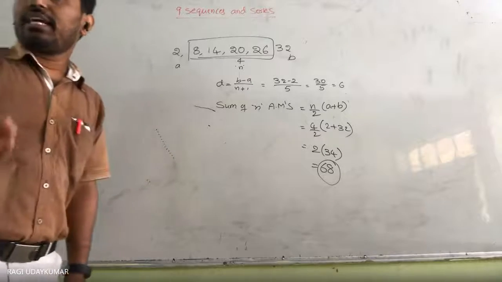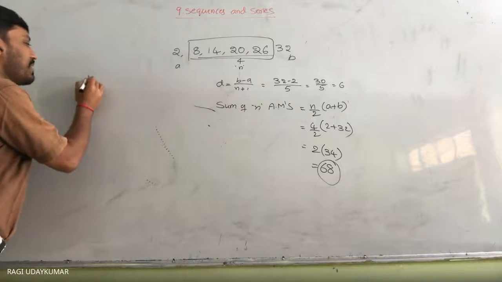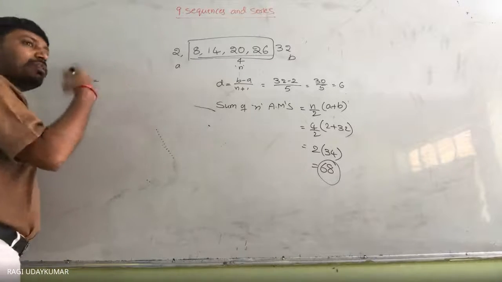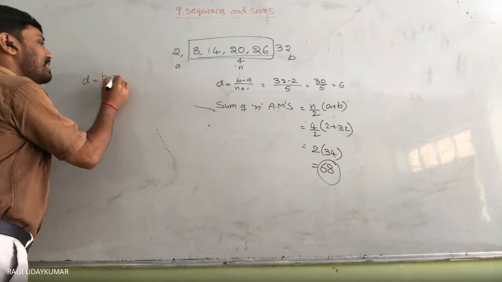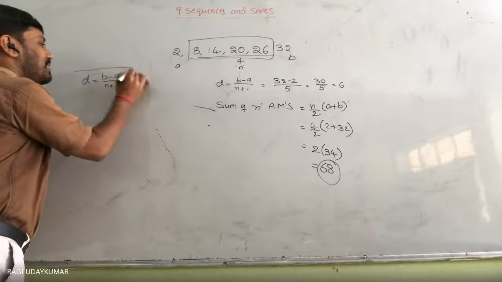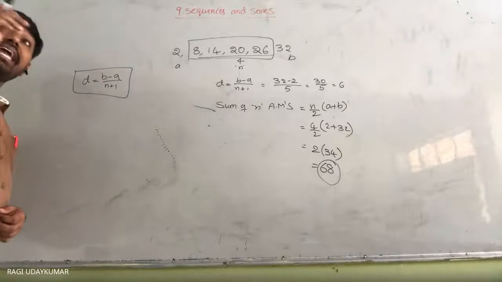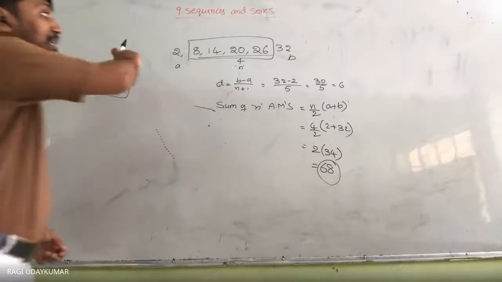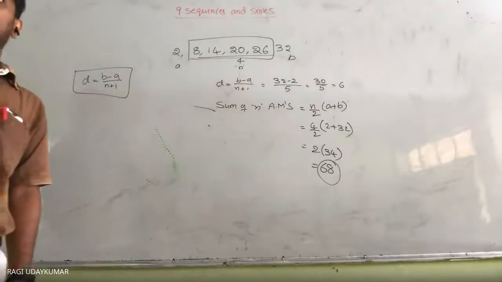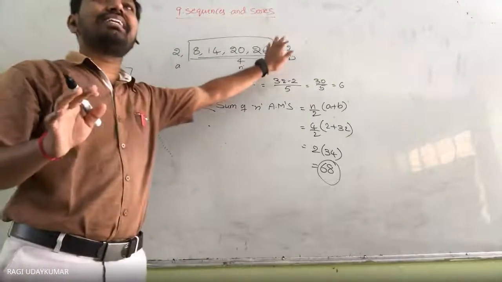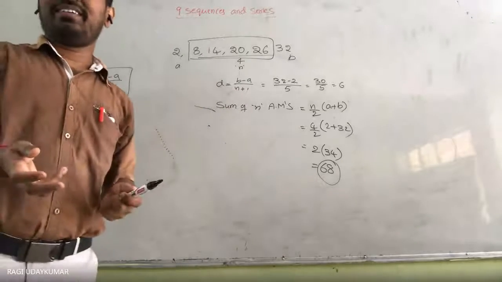If n arithmetic means are inserted between two numbers a and b, the common difference is (b minus a) by (n plus 1). This is the one you have to remember. The other one is the sum of the n arithmetic means, not the sum of the total arithmetic progression, just the ones inserted in between. Let me show you how to find it and prove it.